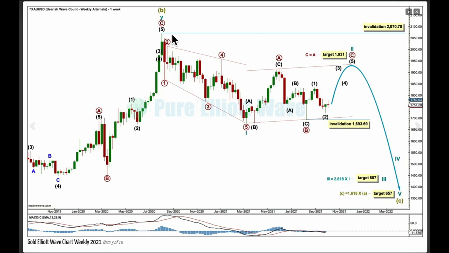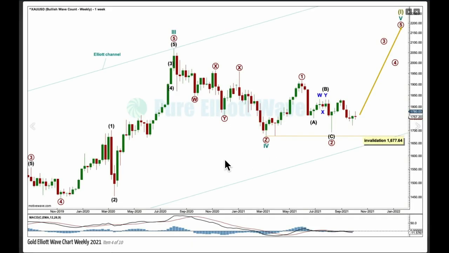Cycle wave 2 may not move beyond the start of cycle 1 above 2070.78. If the main Elliott wave count is invalidated at the daily chart level with a new high above this point, then this would be the main Elliott wave count.